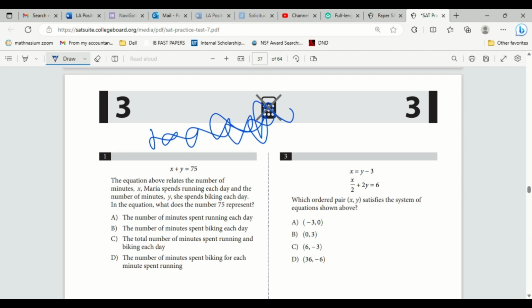Welcome everyone to the College Board released SAT practice test number 7. Today I will walk you through section 3, the no calculator math section.